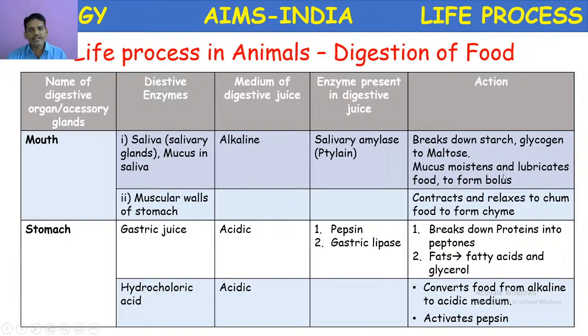The main action of saliva is that it breaks down starch and glycogen, which are complex, converting them to maltose sugar, and the mucus moistens and lubricates the food to form bolus. Finally, we can say the partly digested food in the oral cavity or mouth is called bolus. The mastication process takes place with the help of teeth, and the food is thoroughly mixed with the mucus, and partial digestion takes place. The product is bolus.